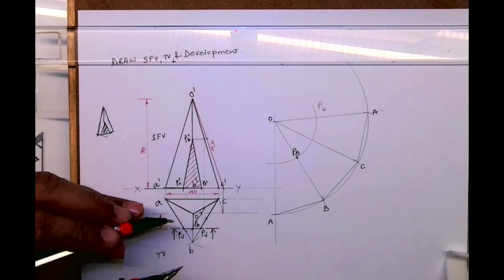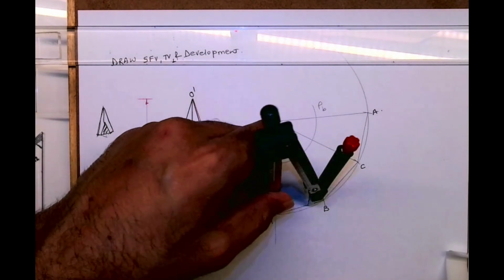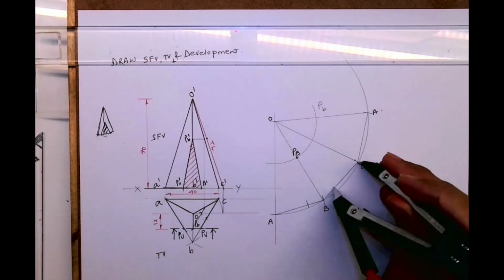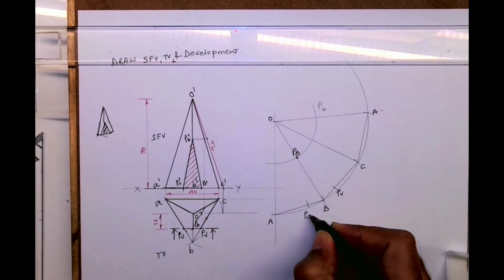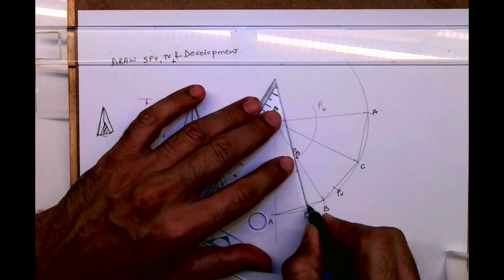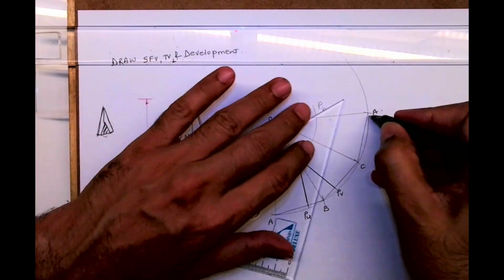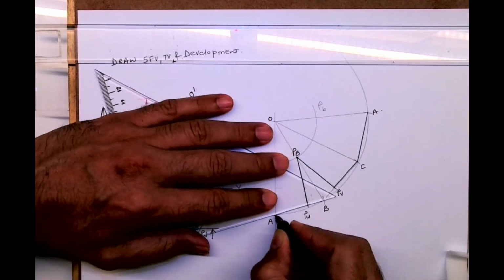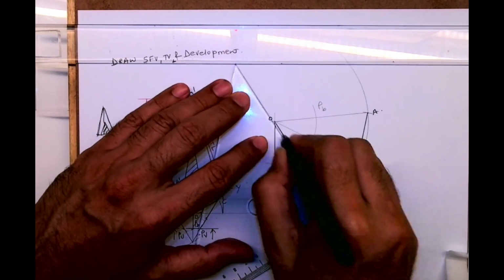So take A to PU, and from A you cut it over here, and take C to PV. You cut it over here. So this is PU, PV. Then you join this. So this is how you'll get the development. So I hope everyone understood this.